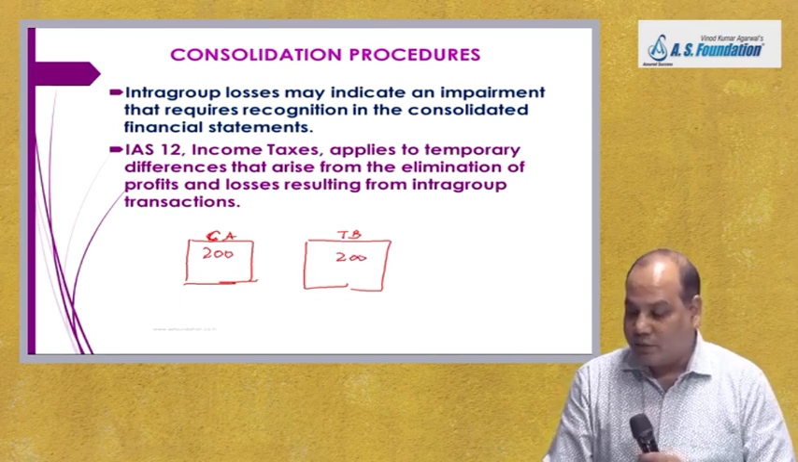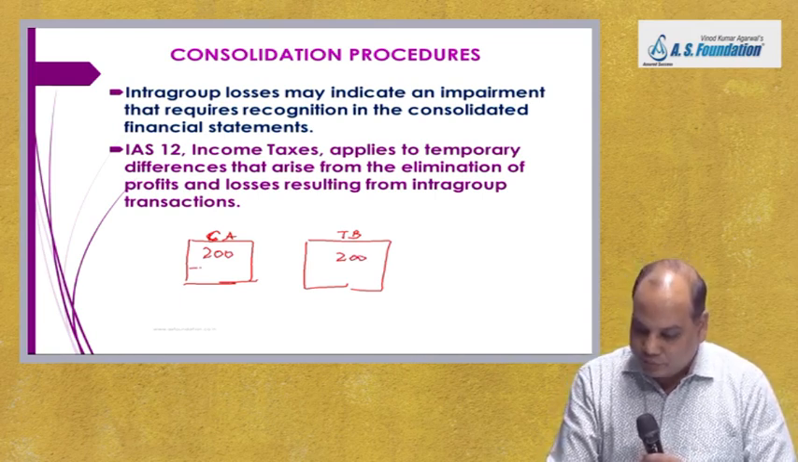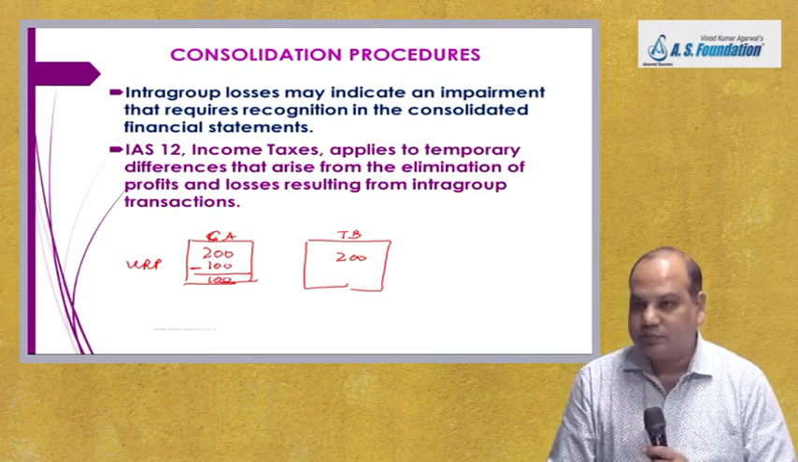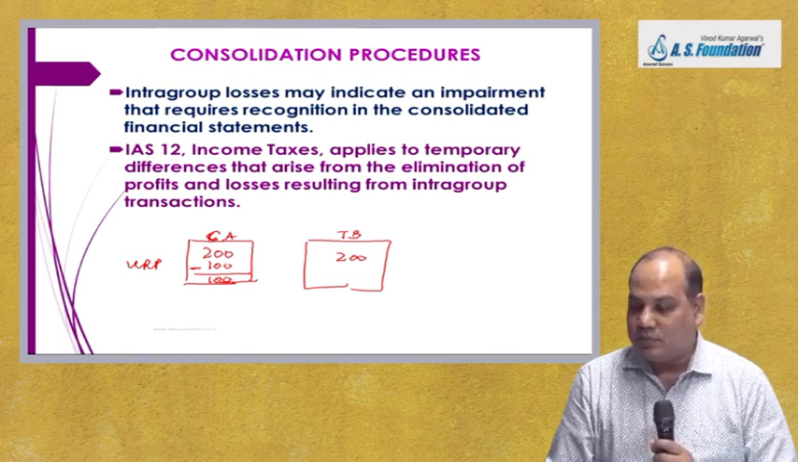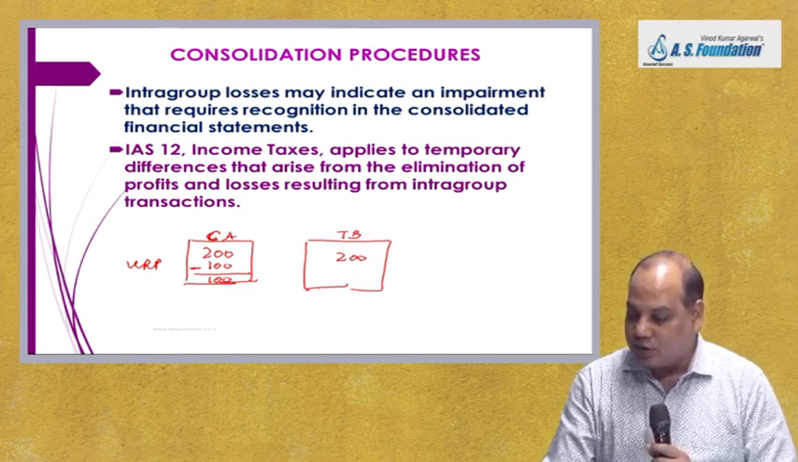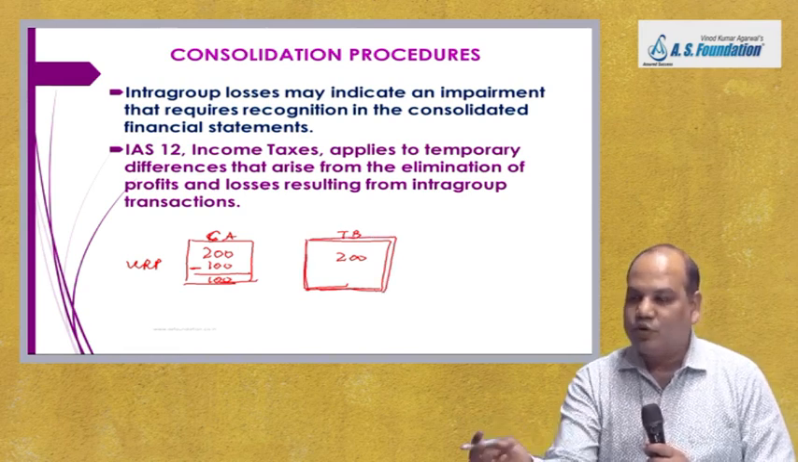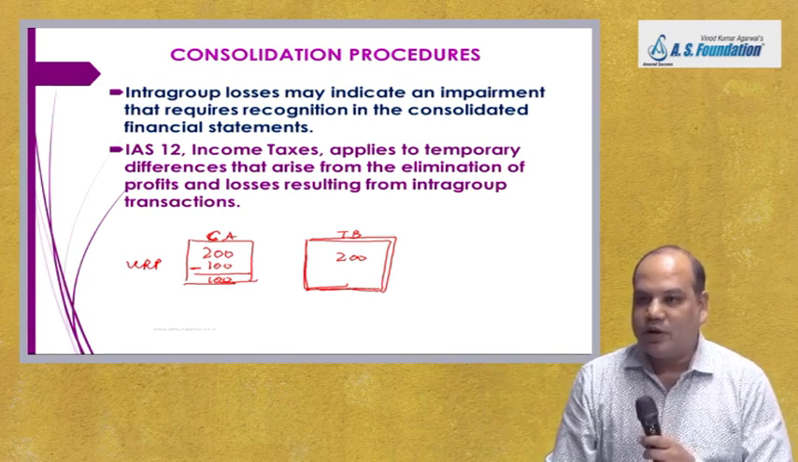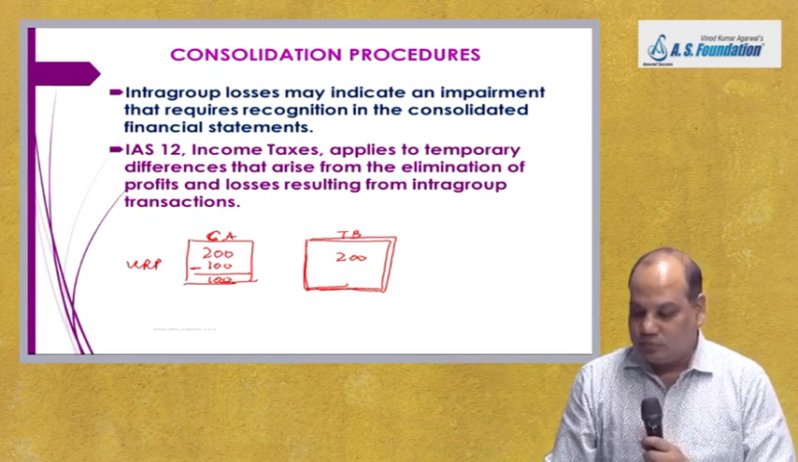But in the consolidated financial statement, what do we do? We eliminate the unrealized profit. So the carrying amount of the inventory is reduced. But for tax base, we don't make this adjustment. Tax laws will say, the subsidiary has purchased at 200. So the subsidiary will be allowed a deduction of 200 whenever this inventory is consumed or sold.